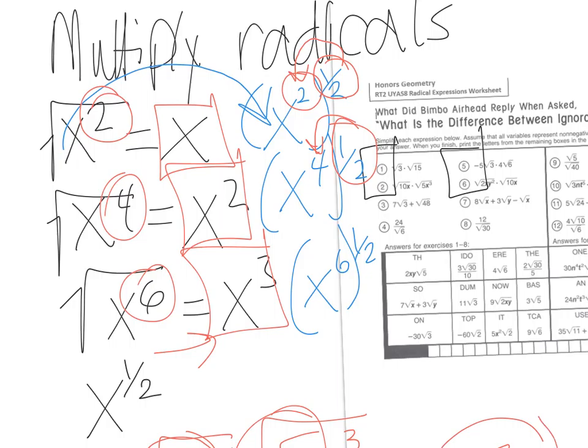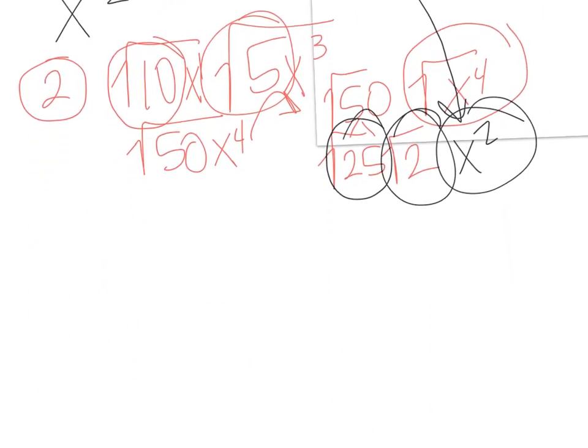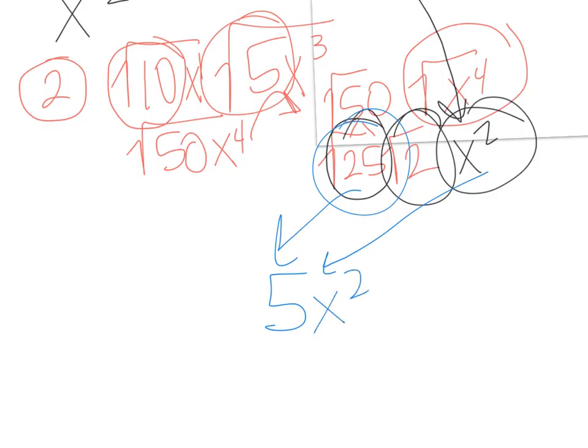X to the fourth, if you look at your rule, the square root of x to the fourth is the same as x squared. This is 5. This is square root 2. This is x squared. We put all of the whole numbers in front of the square root number. So we'll put the 5 first. We'll put the x squared next, and behind that we write the square root of 2.